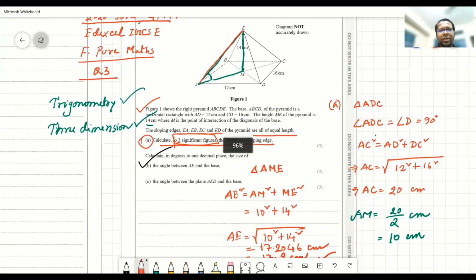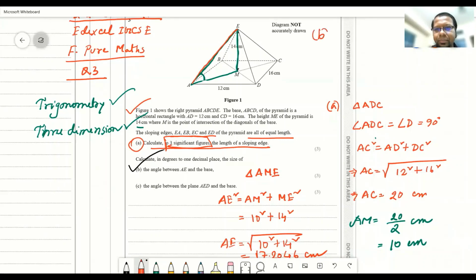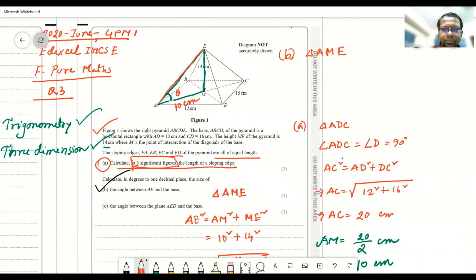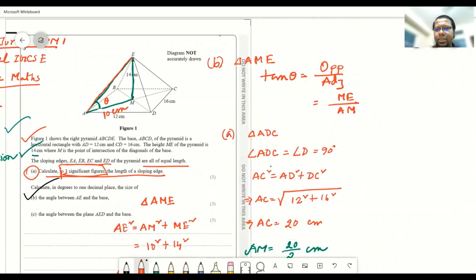So considering triangle AME, we know the value of AM, which is 10, and the height is already given. So we can easily apply the formula of tan theta. Tan theta equals, we know that, opposite by adjacent. So here opposite is ME and adjacent is AM. So tan theta equals 14 divided by 10.